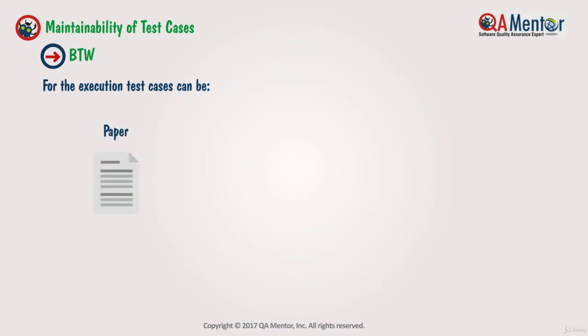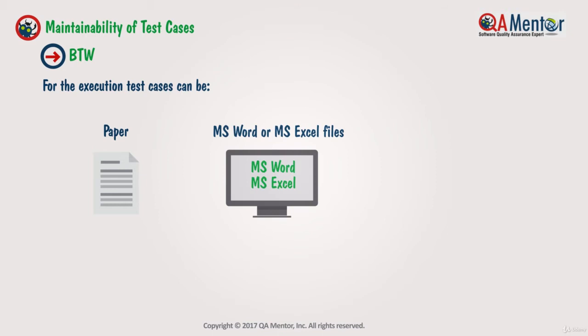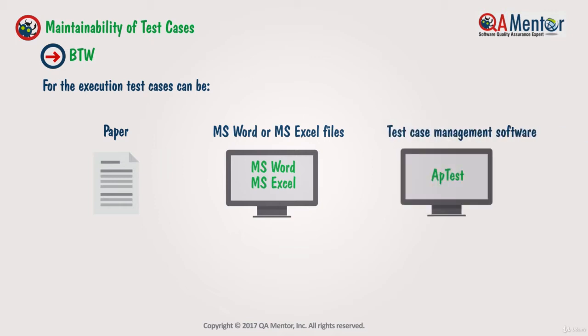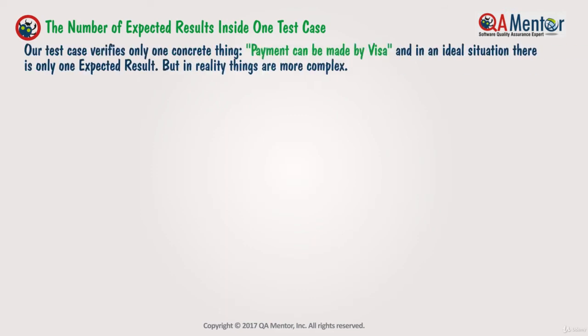Test cases can be viewed on a monitor as opened MS Word or MS Excel files, or whatever files we use for test cases. Test cases can also be viewed as part of special test case management software, for example, App Test. The number of expected results inside one test case: our test case verifies only one concrete thing. Payment can be made by Visa, and in an ideal situation, there is only one expected result.